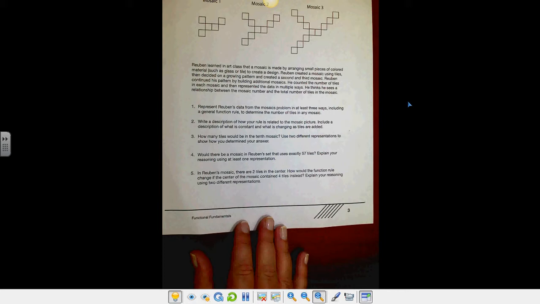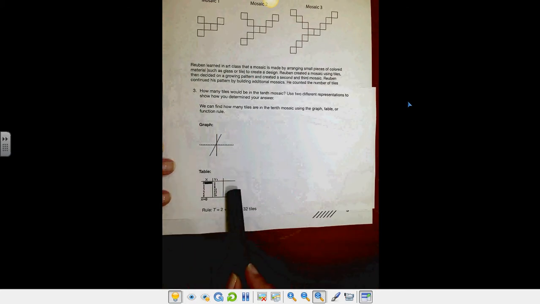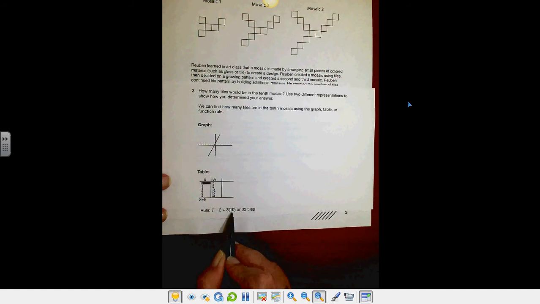For number 3, how many tiles would be in the 10th mosaic? Use 2 different representations to show how you determine your answer. We have a graph and we have a table. So you can see how many tiles are needed, which would be 32 tiles to go into the 10th mosaic. Substituting 10 in for n, which is the number of mosaics, we determine 3 times 10 is 30, plus the 2 center tiles gives us 32.